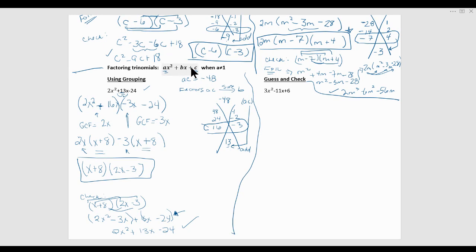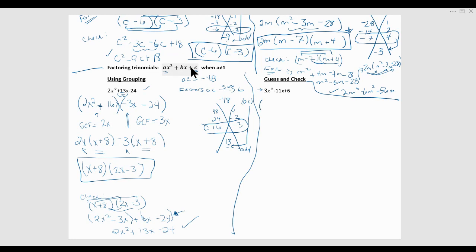So you can always use grouping when you have trinomials in the form ax squared plus bx plus c when your first term is not equal to 1. But if you think you're pretty comfortable with factoring and you just want to kind of guess and check, go a little bit faster if this works faster for you, let's have a look at this one and see what we can do with it.